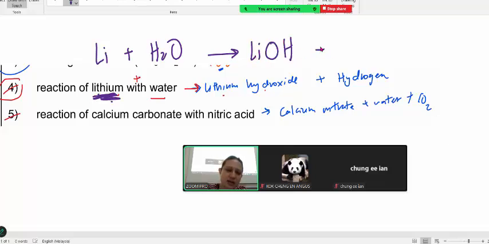LiOH. And then plus hydrogen gas. Hydrogen gas, remember it's H2. Why is lithium hydroxide LiOH? Because lithium is positive 1, OH is negative 1.